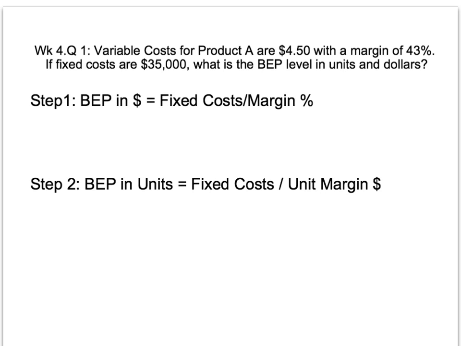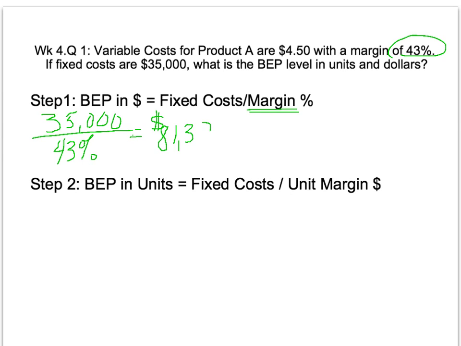The question asks us to solve for the break-even point in dollars and the break-even point in units. We know that break-even point in dollars is 35,000 divided by your margin percent, which in this case is 43%. Solving the question like this will give you a break-even point in dollars of 81,395. Now hold that thought, because I'm going to come back to it. That's method number 1 to come up with that answer. We will cover method number 2 in just a second.